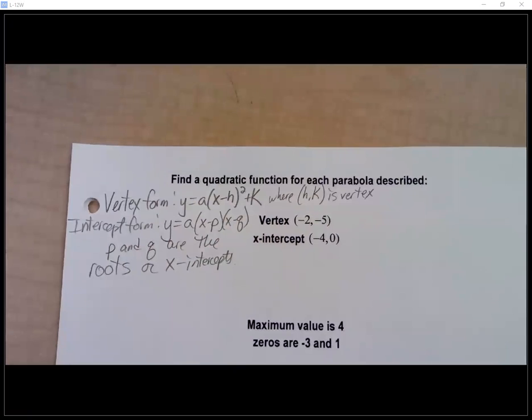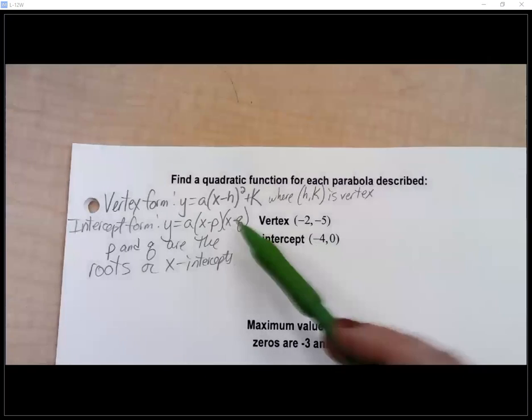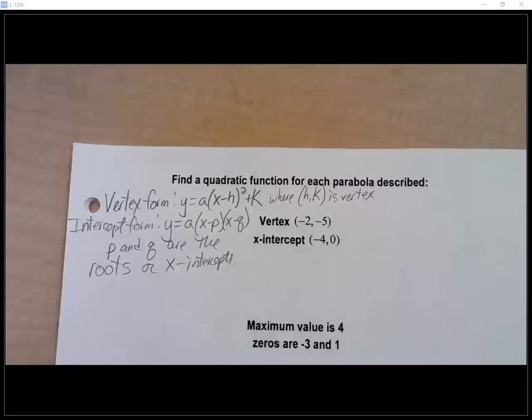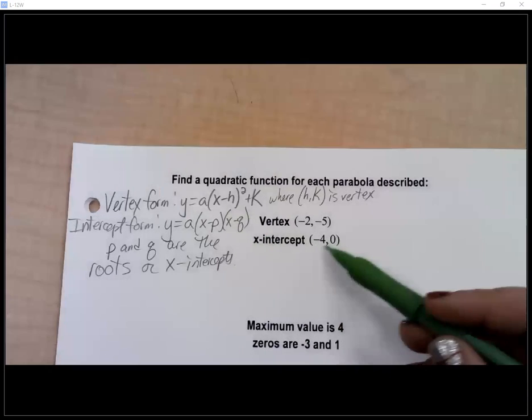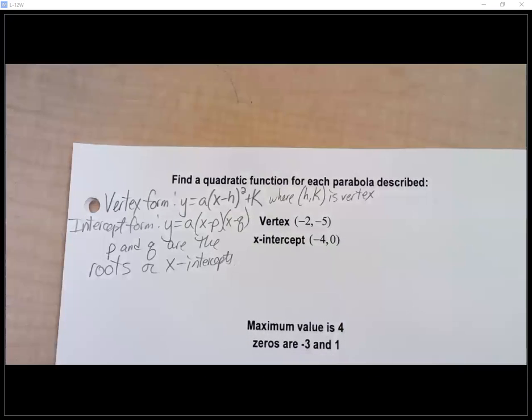So if I look at the very first one, they're telling me where the vertex is. So I will probably use vertex form. I have one x-intercept, but I don't have the other one. So instead of going through all the work to figure out where the other one is, why wouldn't I just jump to vertex form? And then, yes, I can use this x-intercept as extra information, which I do need.